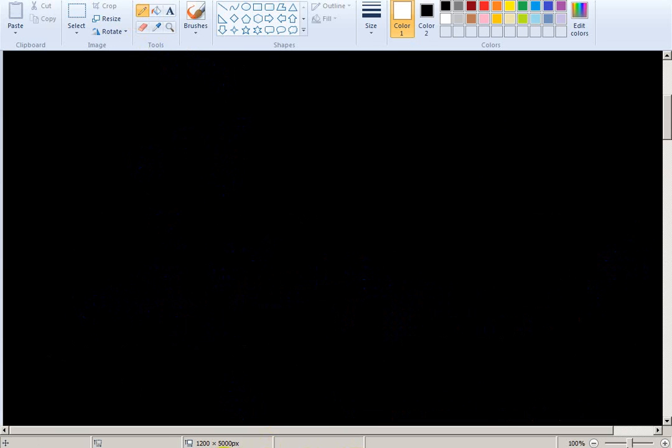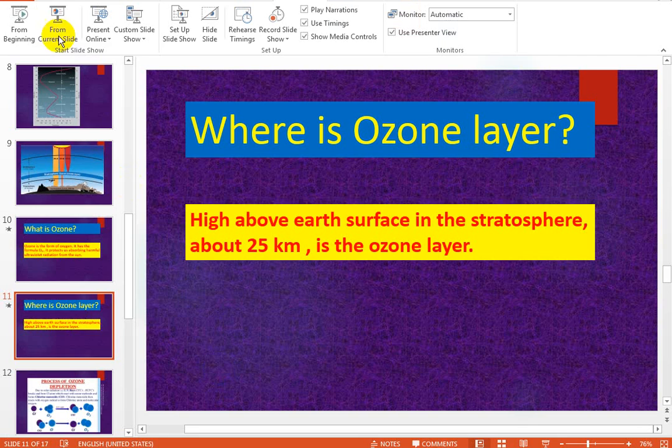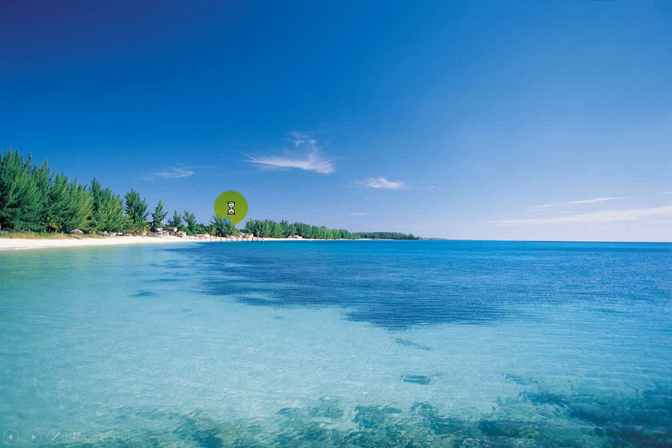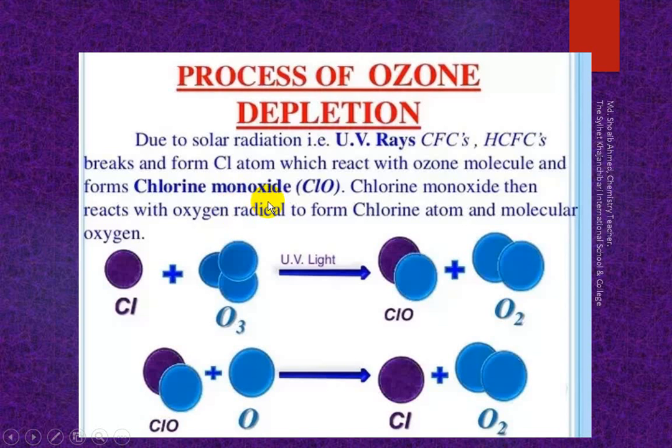So now I have the second topic. Next, the ozone layer. Look at the ozone layer. How does the ozone layer change? The ozone layer is depleting. It is being damaged day by day. How does depletion occur in the ozone layer?